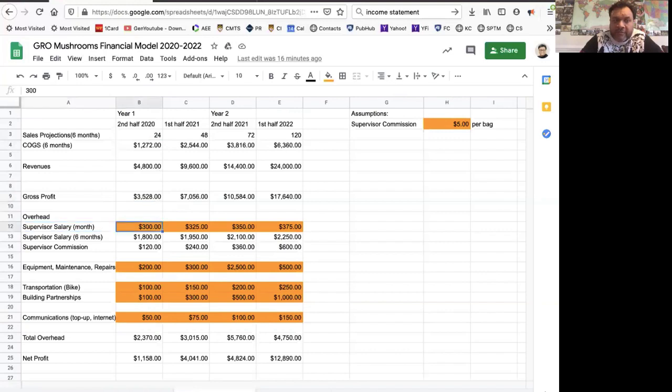We have the supervisor's salary, which let's say is $300 a month. So let's just focus on this particular column B, right? Our supervisor's salary is $300 a month, which means that for 6 months, it's $1,800. And we said that for the supervisor to really do what he or she is supposed to do, we are going to give them a commission to incentivize them to sell more bags of mushrooms. And what is that commission? Right here in our assumptions, we said they get a commission of $5 for each 100 kilo bag that they sell. So if they sell 24, then they get 24 multiplied by 5, which is $120. Okay, so that's our overhead. That's amortized across everything that we sell.